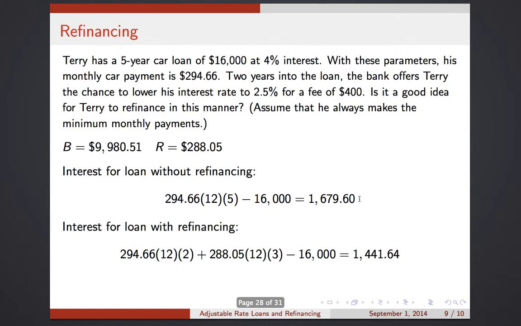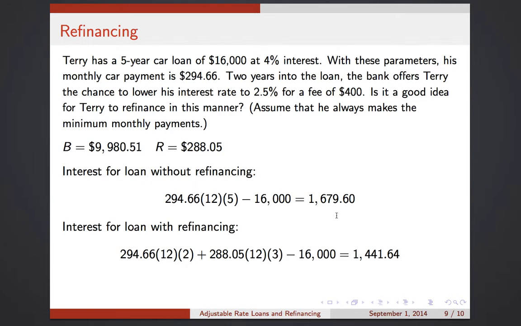So now let's see what the interest is with refinancing. Well, if I refinance, then I pay $294.66 for 2 years. Then I pay $288.05 for 3 years. So I add those two together. That's the total amount I pay. I subtract off the principal, and this is now the amount of interest I pay. Okay, so without refinancing, I'm paying approximately $1,700. With refinancing, I'm paying approximately $1,400.